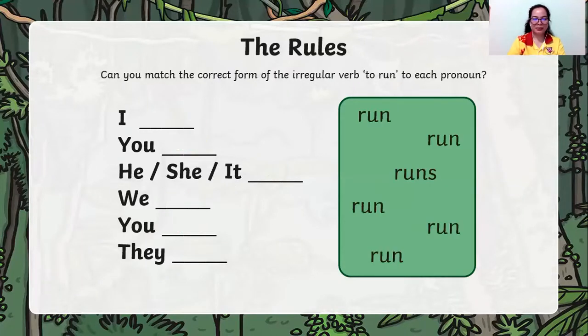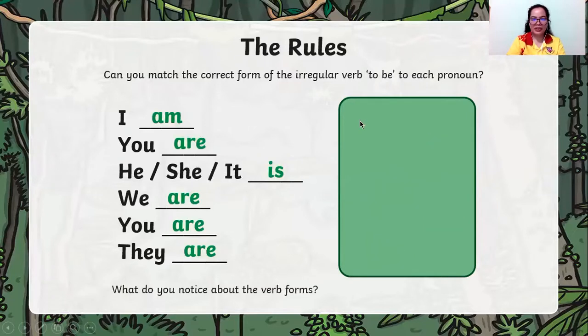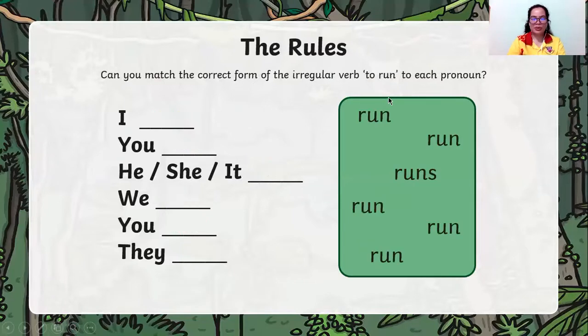Next, irregular verbs. We are going to use our verb run, an irregular verb, with each pronoun. Again, what we used before was the verb to be: is, am, and are. Now we are going to use our verb to run.